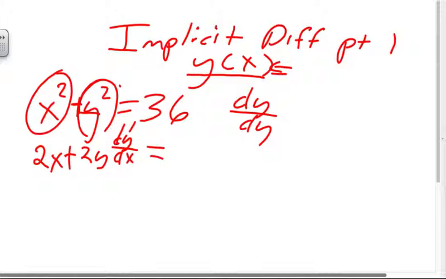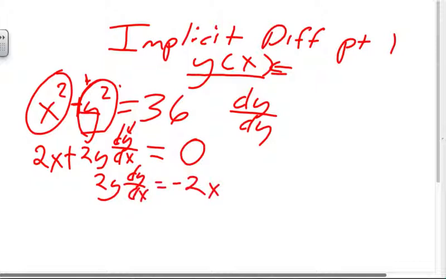And this is going to be pretty typical. Anytime you've got y as a function of x, you're going to do the derivative of the big guy, and then you're going to tack a dy dx on the end of it. And now we take the derivative of a constant, which is 0. So to find dy dx now, this is just a simple algebraic way of doing it. You solve for it. So we subtract 2x over, so 2y dy dx equals negative 2x.